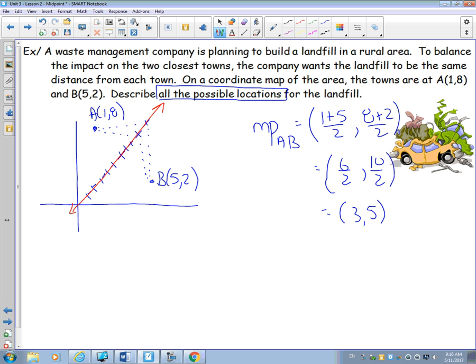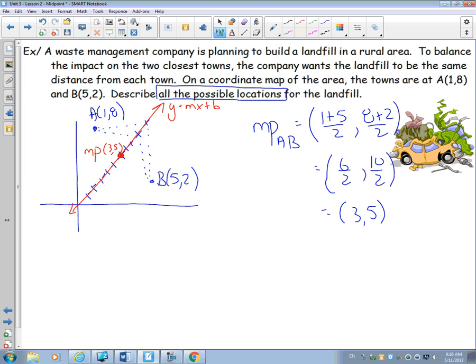So when it says all the possible locations, I need to figure out the equation of this line. In other words, I need mx plus b. So I need to think about, how can I get the slope of that line? I don't know any points except the midpoint, (3, 5). That's the only point I know on that line. So I can't necessarily use y2 minus y1 over x2 minus x1 right now. I only know one point. So I need to take a big leap of faith here.